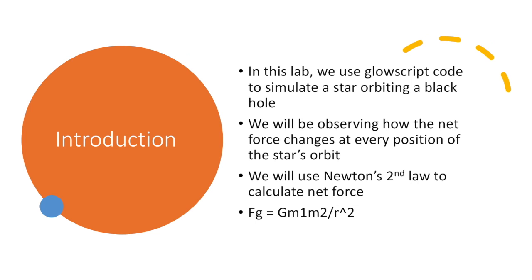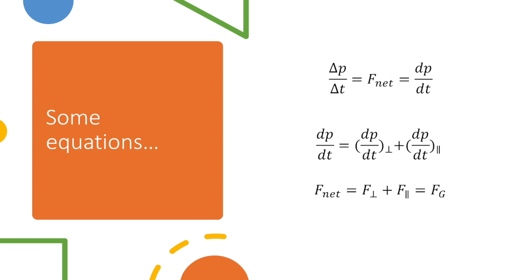In this lab, I'm going to use GlowScript code to simulate the trajectory of a star orbiting a black hole. The goal is that I will be able to determine the mass of the black hole. In order to do this, we need to find the net force on the star. We will have to apply Newton's second law and gravitational law.